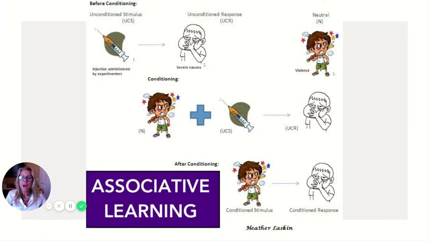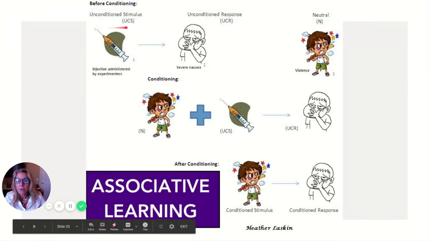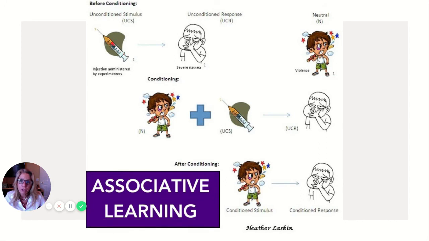Okay. Now, associative learning. When you see associative, you think associate. One thing is associated with another. So in this example right here, you have an unconditioned stimulus. If you shoot somebody with this particular medicine, it will make them super sick. Over here, you have a naughty boy. He obviously looks naughty and angry.